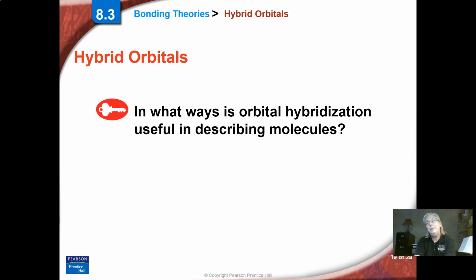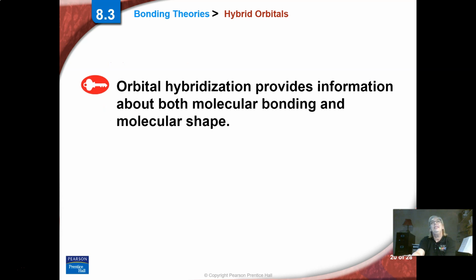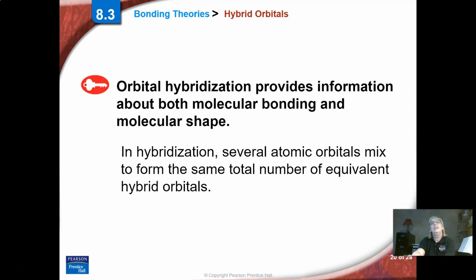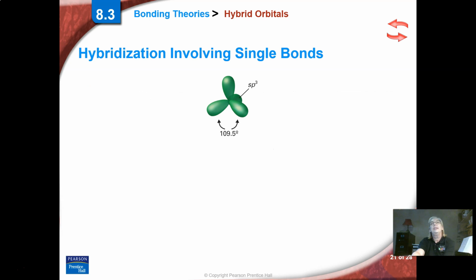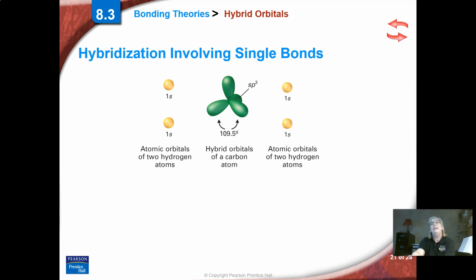So how is orbital hybridization useful in describing these? It gives information about the molecular bonding and the shape. When they mix together the atomic orbitals, they form a hybrid orbital. For example, this is what's happening in methane. I've got carbon's S and P orbitals combining together within one atom, hybridizing into some new shape, and turning into sp3 orbitals. So this is something new.